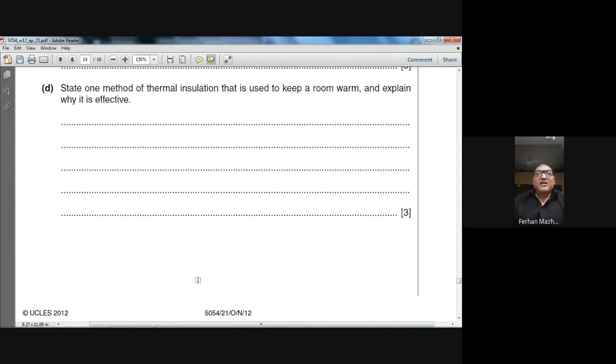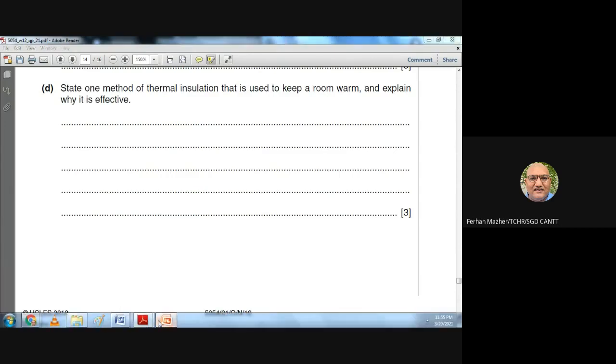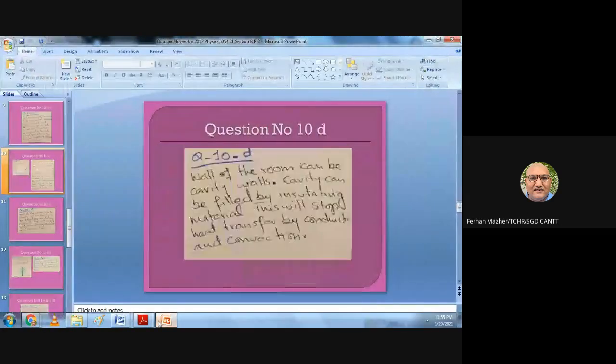Another method can be that the walls should be cavity walls, meaning a two layered wall, and between the two layers we have a cavity, and in that cavity we fill some insulation. So when you have used double walls with a cavity filled with insulation, the heat cannot be lost to the surrounding by conduction and convection, because that cavity wall will stop the conduction and it will also stop the convection. So it's a 3 mark question. Let me show you my answer first of all, and then we will see what we have.